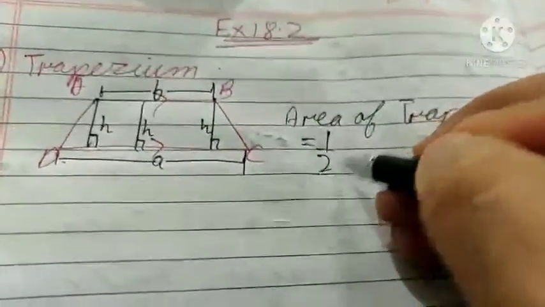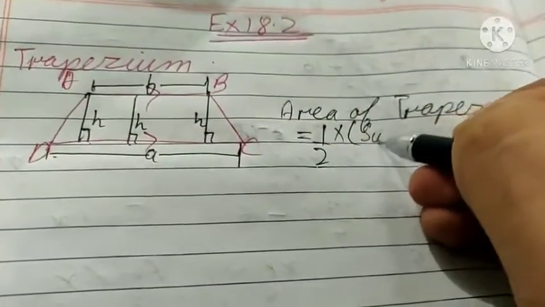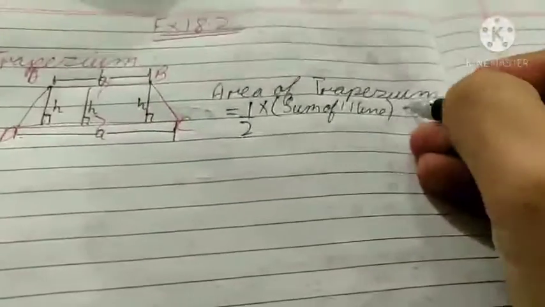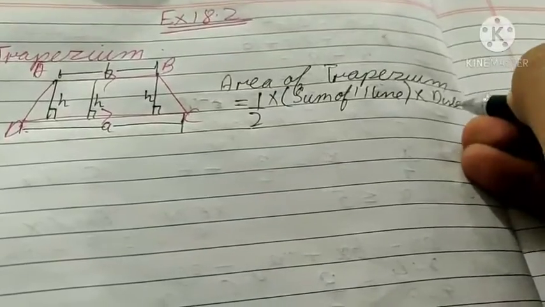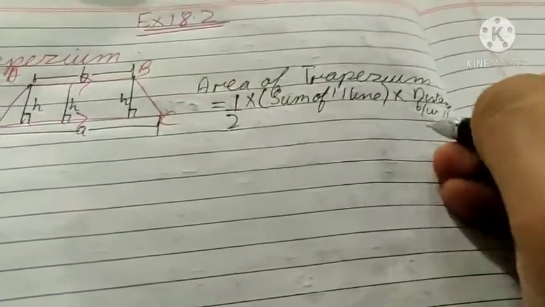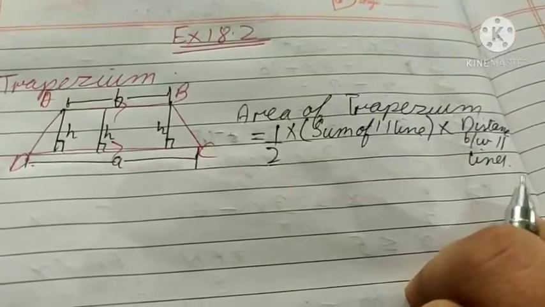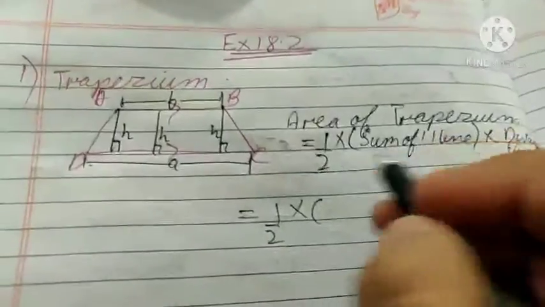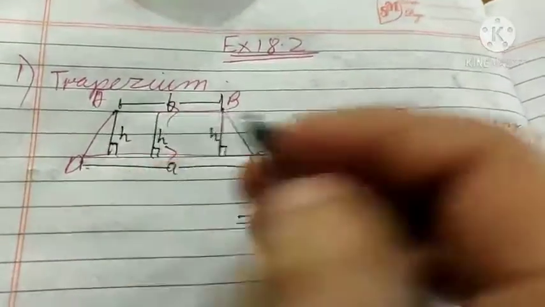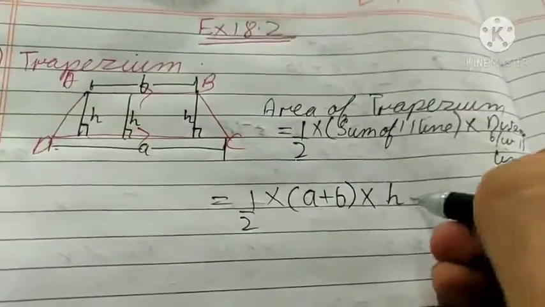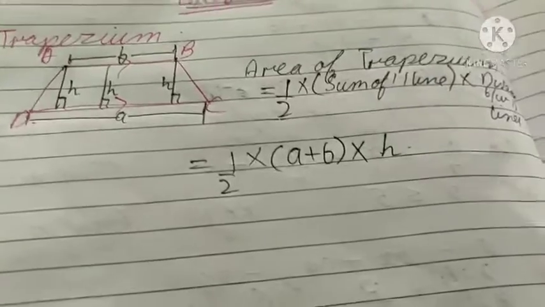So area is half into sum of parallel lines multiplied by distance between parallel lines. Okay, this is the area of trapezium. So how can we write it? Half into sum of parallel lines. So this parallel line is A and this is B. So half into A plus B multiplied by the height between the parallel lines. Okay.